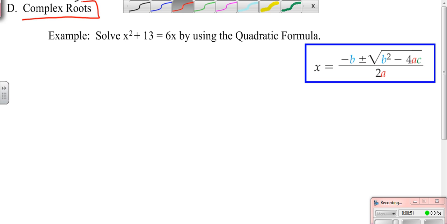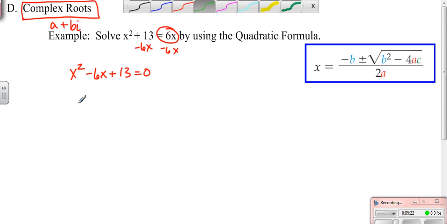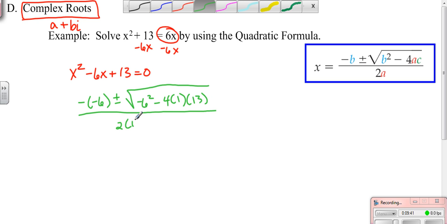Now, again, pulling in ideas from last unit, we can end up with some sort of complex number, something with a real portion and an imaginary portion. This is not equal to 0, so I need to subtract 6x from both sides. And so I have x squared minus 6x plus 13 equals 0. Notice I put it in descending order of my variable. When I start with my quadratic formula, I have the opposite of negative 6 plus or minus the square root of negative 6 squared minus 4 times a times c, all over 2 times a.